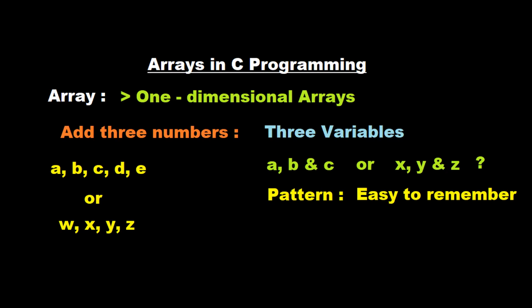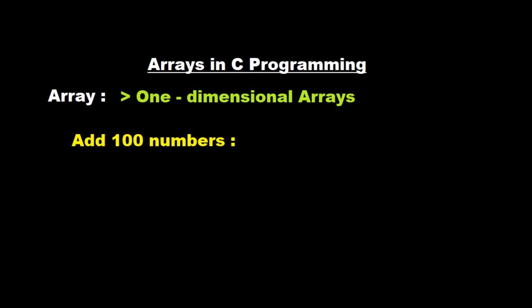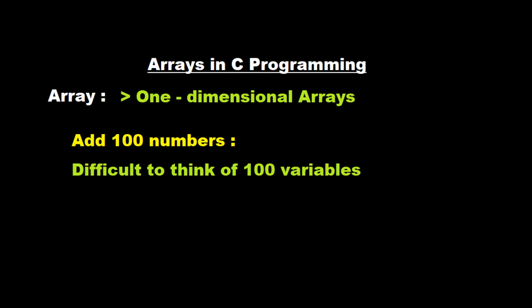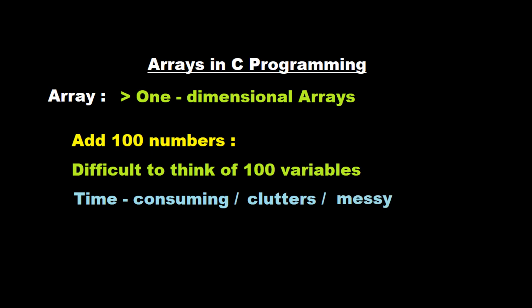Now, if I ask you to add, suppose 100 numbers, in that case, it will be very difficult to think of 100 variables at the same time because it will be very time consuming and it will fill the program with clutters and it will be very messy, right? So what we can do is, in this kind of situations, we can use arrays. So let me show you how an array looks like.